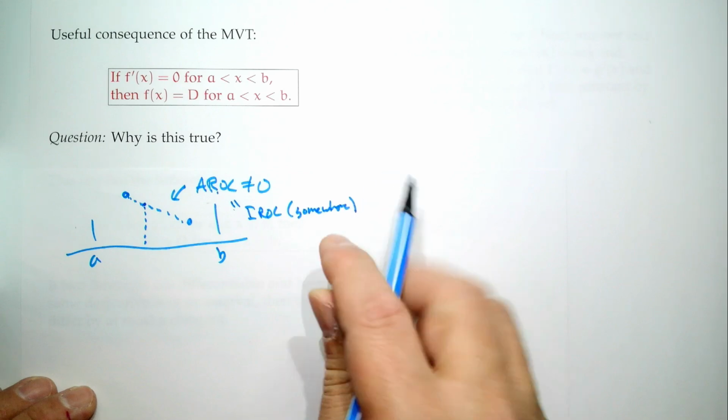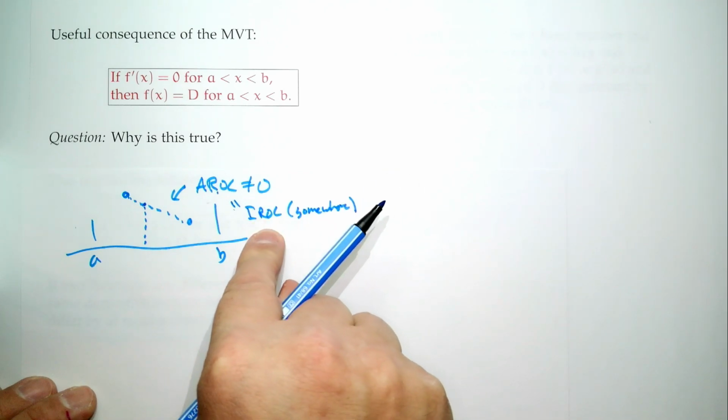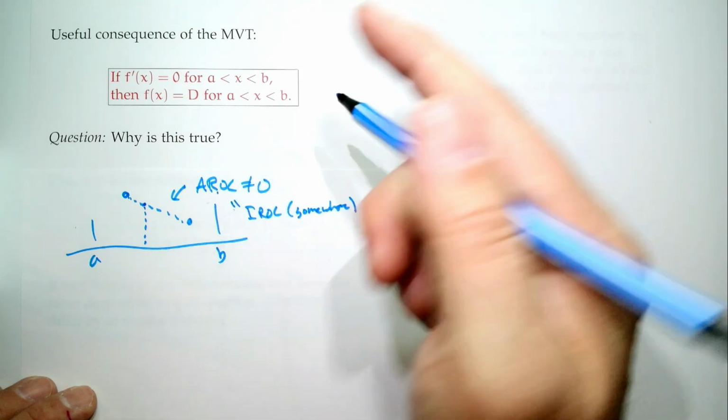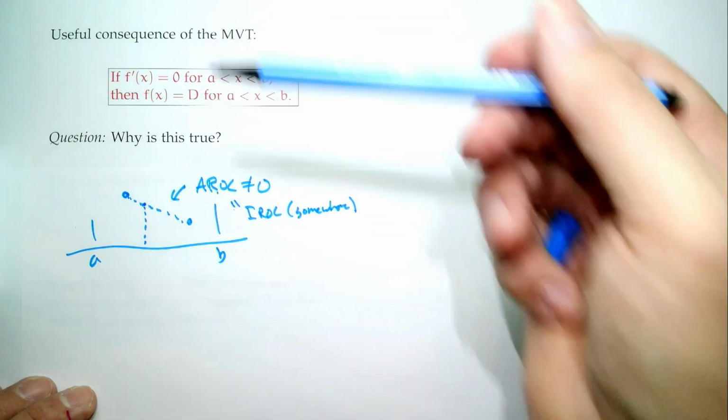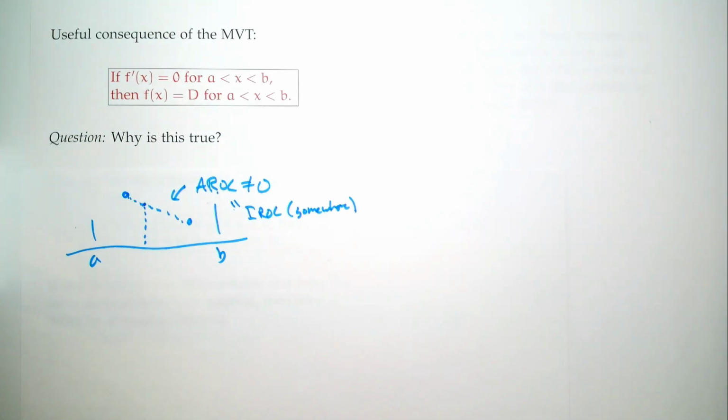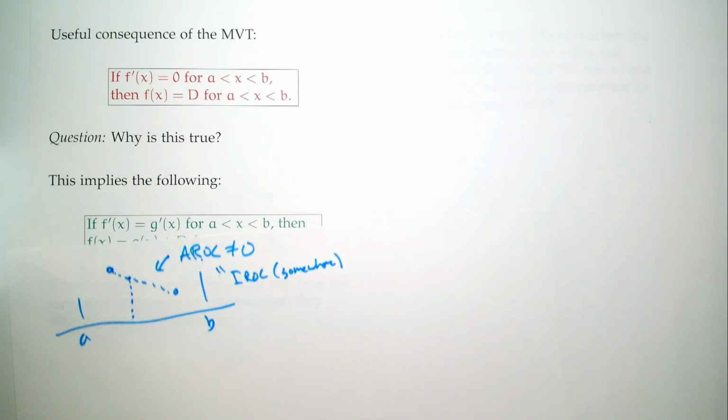But now we have a problem. An instantaneous rate of change which is not 0. But what is our instantaneous rate of change? It's always 0. So that's why it can't happen. Okay, so the only function whose derivative is 0 is a constant function. That's a believable statement. But here's the really nice part. This is why we like this.